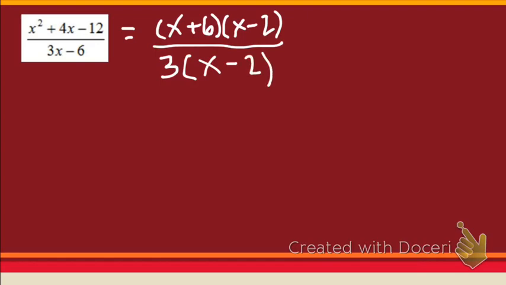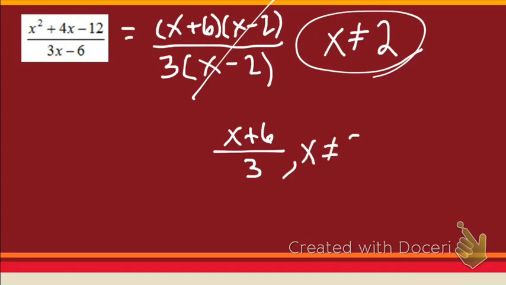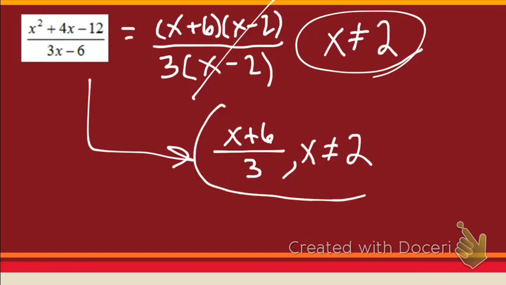Alright, so we factored. Now, check your domain. So the only number that needs to be taken out of our domain is 2. So our domain is x does not equal 2. Then we cancel. Cancel that out, and you get x plus 6 over 3, where x cannot equal 2. Alright, so that would be this expression simplified, right there.